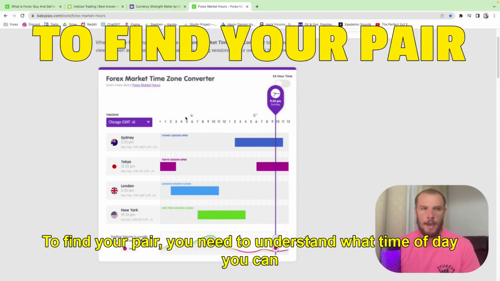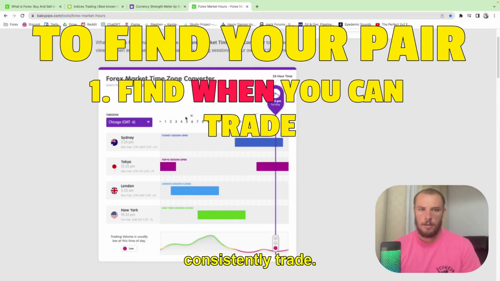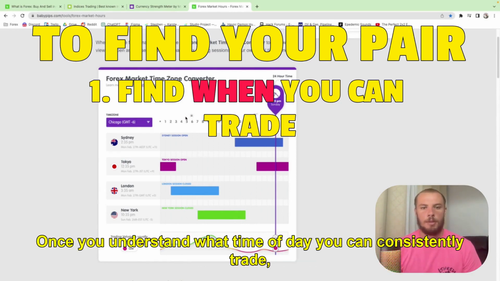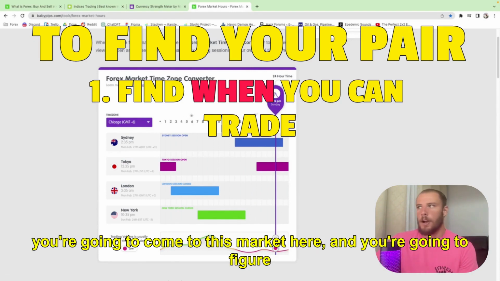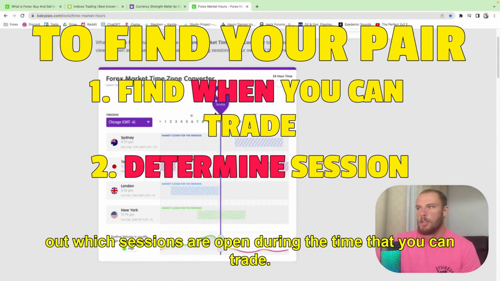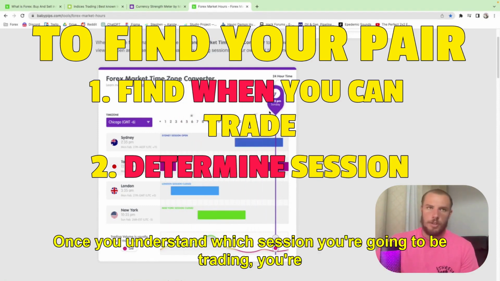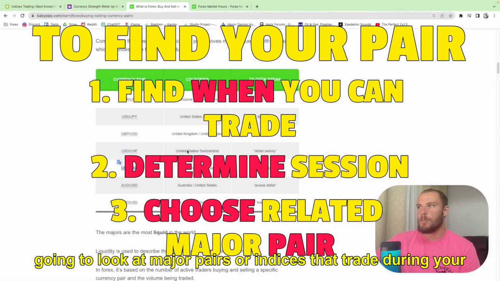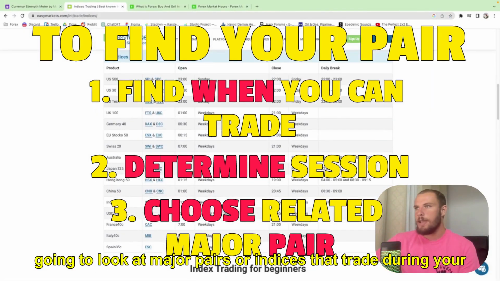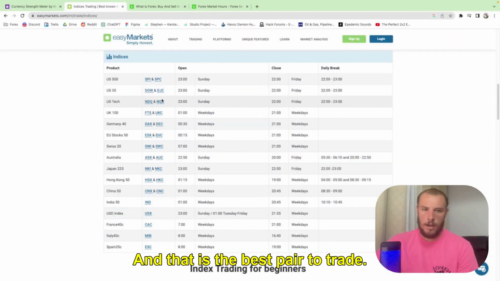To find your pair, you need to understand what time of day you can consistently trade. Once you understand what time of day you can consistently trade, you're going to come to this market here and figure out which sessions are open during the time that you can trade. Once you understand which session you're going to be trading, you're going to look at major pairs or indices that trade during your session, and that is the best pair to trade.